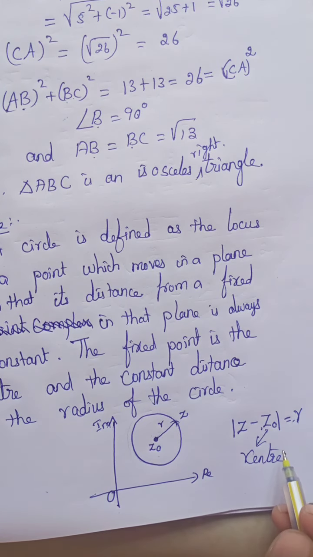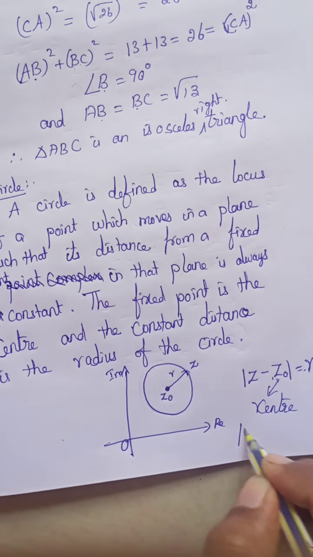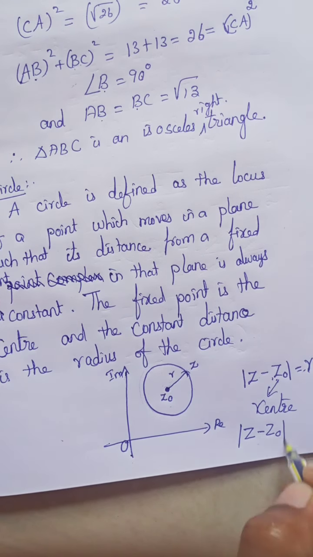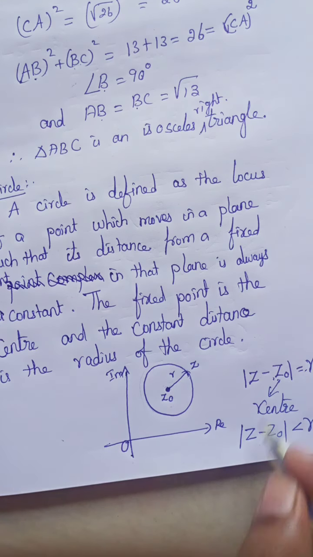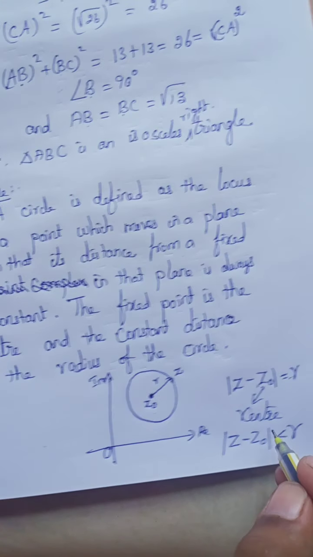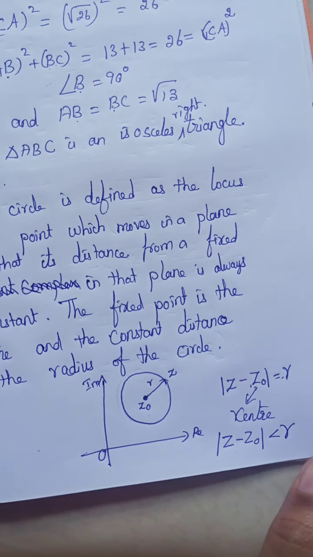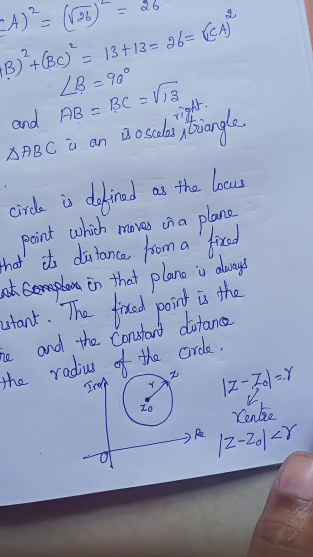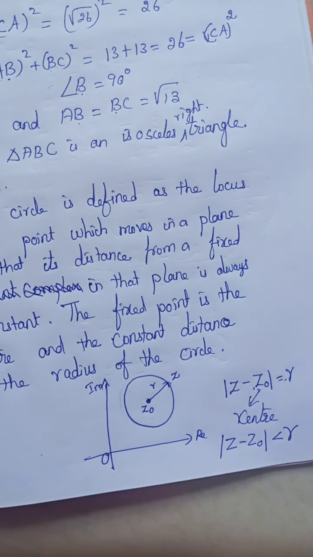Is that clear? Suppose they have given modulus Z minus Z0 less than R, then it represents the points in the interior of the circle. If it is greater than the radius R, then the point is in the exterior of the circle. Okay, the point is either in the exterior of the circle or in the interior of the circle.